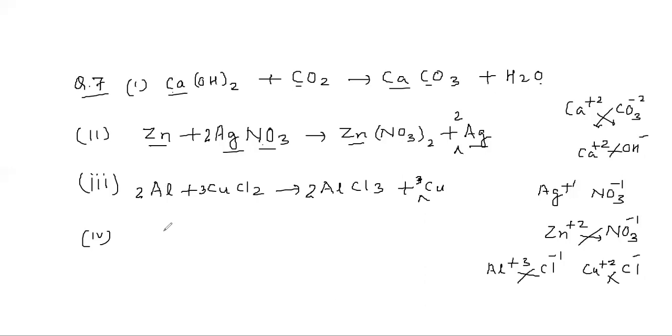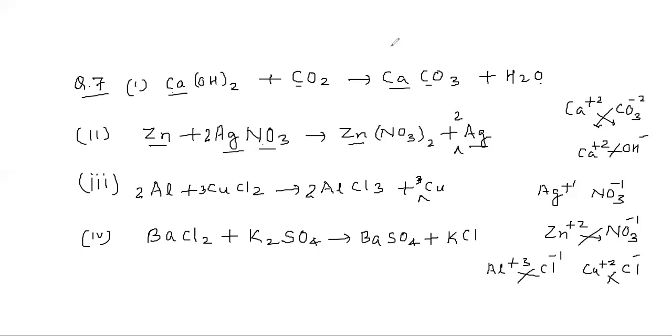It is barium chloride. So that is BaCl2 plus potassium sulfate, so K2SO4, gives barium sulfate, BaSO4, plus potassium chloride, KCl.